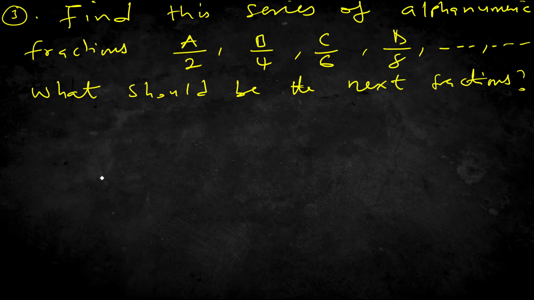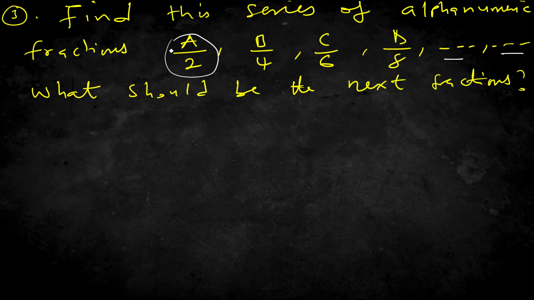All right, find this series of alphanumeric fractions. We have A on 2, B on 4, C on 6, and D on 8. So we are to find the next terms. Let's observe this one carefully.